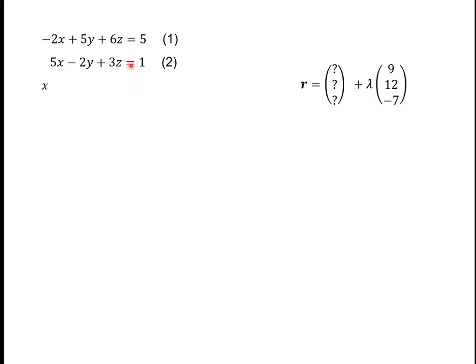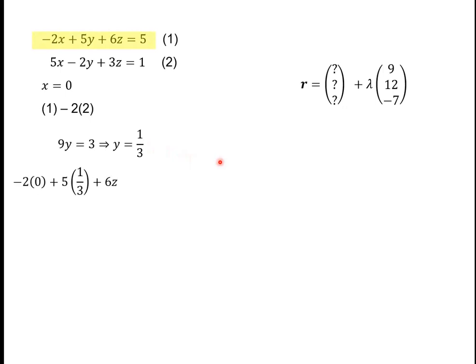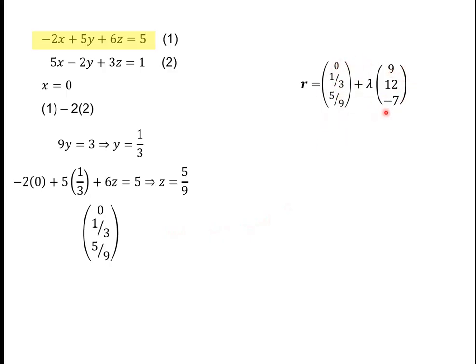So to find a point on the line, I can just put x equals 0, because at some point the x is going to be 0, and just solve these two simultaneous equations. If I do the first one minus twice the second one, it'll get rid of the z's. So we get 9y equals 3, so y is a third. Then I need to sub it back into my original equation, x is 0, y is a third, to find the z value. Put in the first one, I'll have 2 lots of 0, 5 lots of a third, 6z. It's going to go just here. So that's my equation of the line of intersection of the two planes.